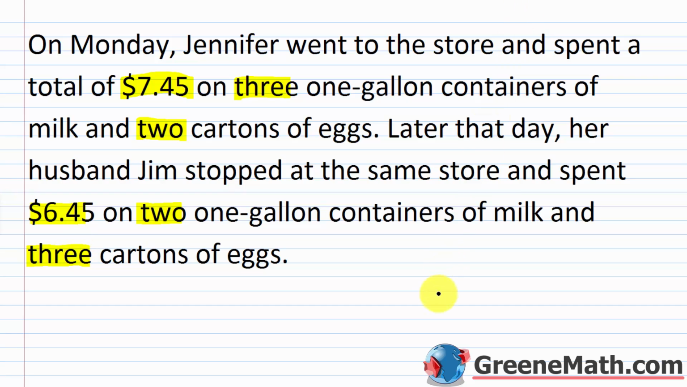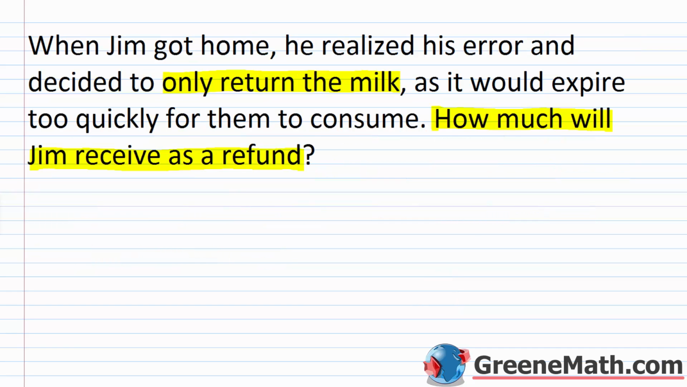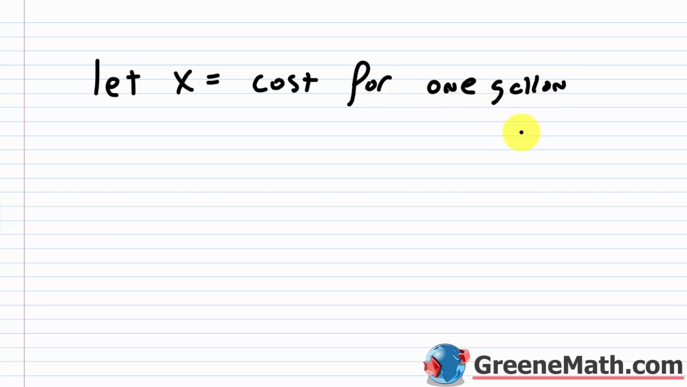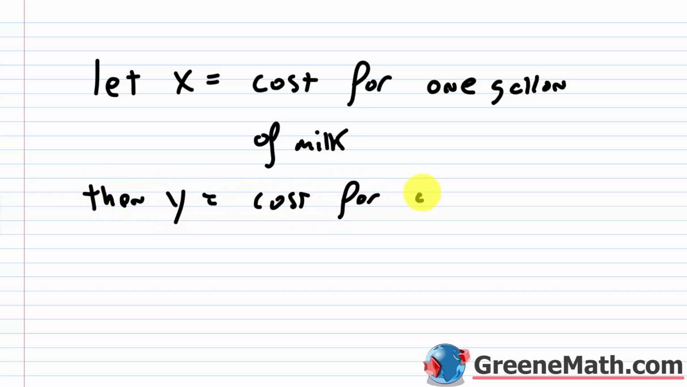The unknowns here are going to be the cost for a 1-gallon container of milk and the cost for 1 carton of eggs. So let's let x be equal to the cost for 1 gallon, a 1-gallon container of milk. And then y can be the cost for 1 carton of eggs. Okay, so what can we do with this information?